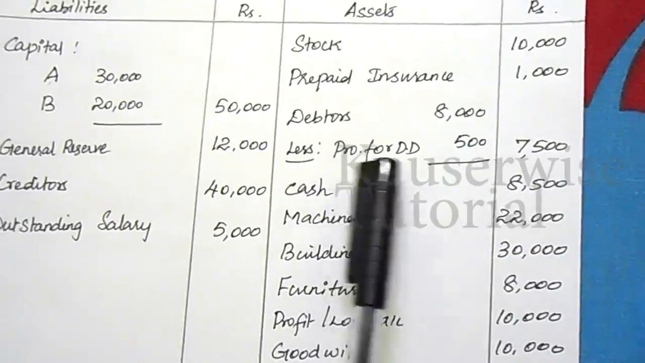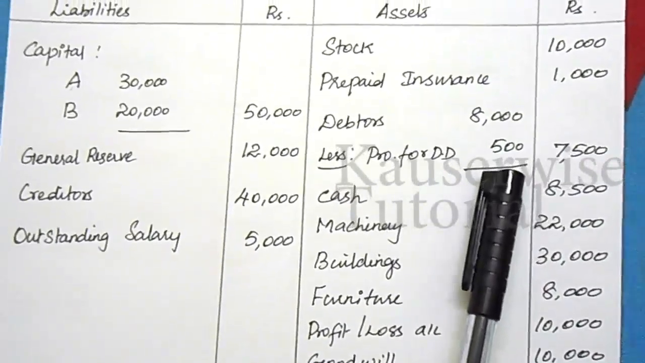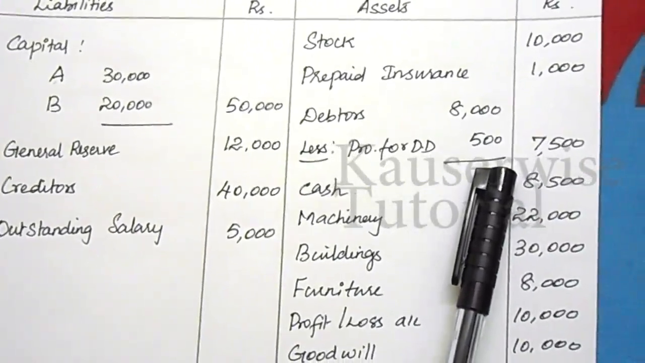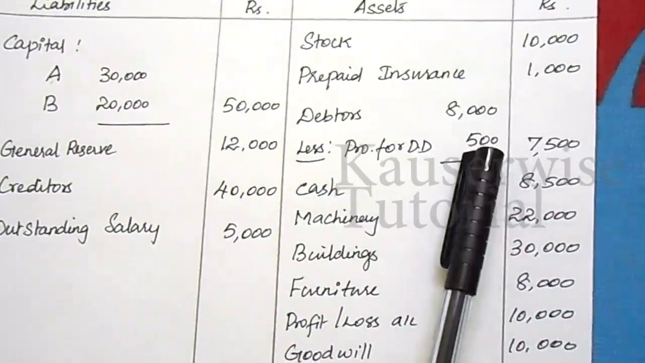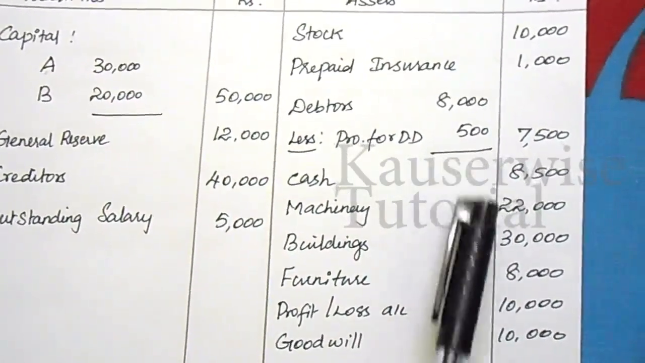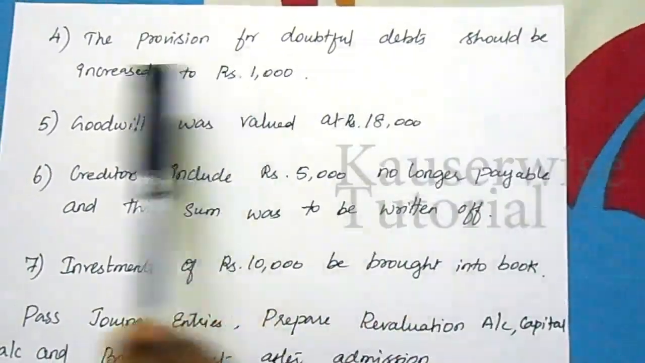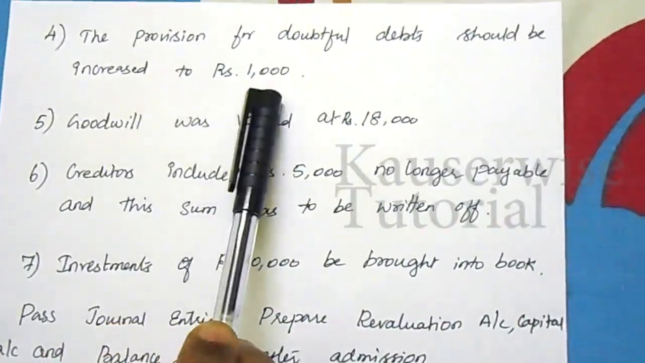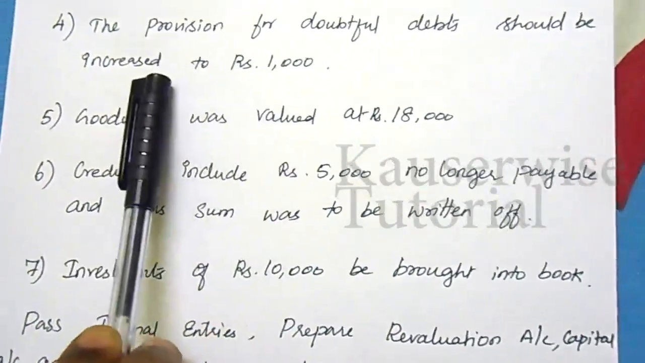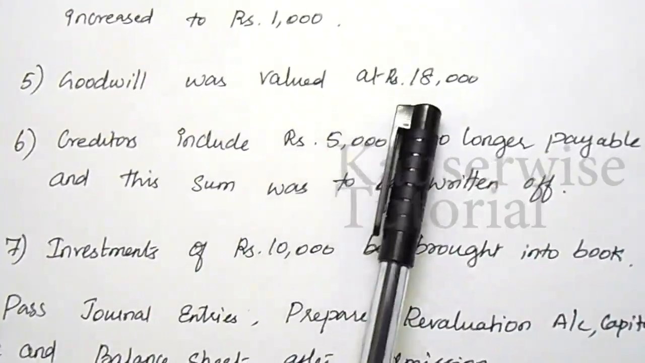Okay, so provision for doubtful debts 500 is there. Now it has been increased to 1,000. So excess amount is 500 rupees. Just find the difference. Old value is 500, revised value is 1,000. So difference between these two is 500. The provision for doubtful debt should be increased from 500 to 1,000. So excess 500 increased.